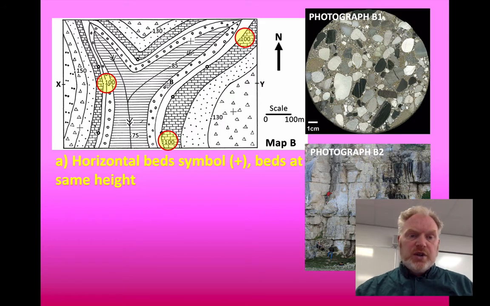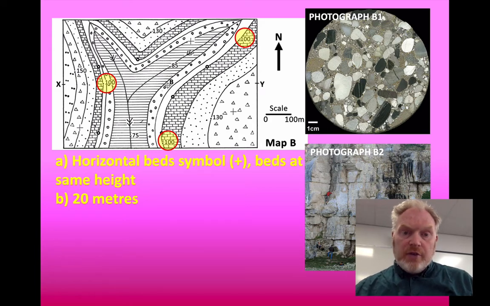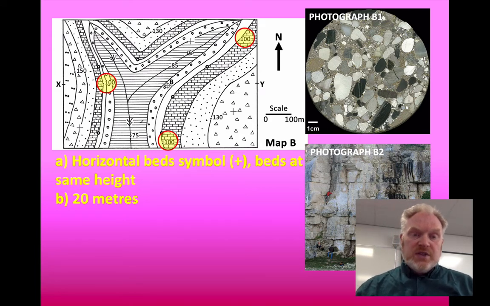The second question then asks for the thickness of the breccia. Now the breccia is the triangular symbol on this map, and the thickness is 20 meters. Now we can work that out either from the cross section. On the side closest to X, we can see that we've got a 20 meter thick bed there.